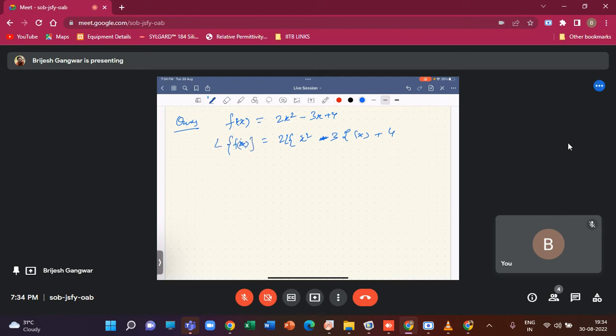Okay, just now we calculate for x square. Same, and here this 4 multiplied by 1, so you can write this as Laplace of 1. So for x square this will be 2 upon s cube minus 3 upon s square plus 4 upon s.